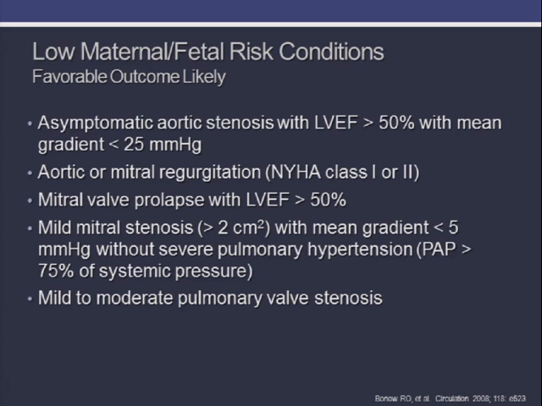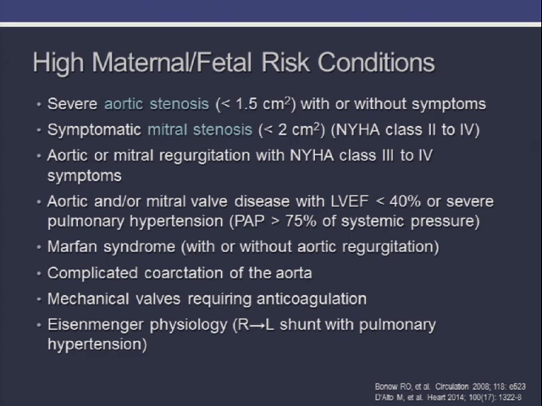Regurgitative lesions are usually fine. Mitral valve prolapse, again, is usually a fairly benign lesion. Mitral stenosis, if it's a mild mitral stenosis, they're probably going to do well, greater than 2 centimeters squared. And again, you can get that report very nicely off an echocardiogram. And finally, pulmonary valve stenosis.